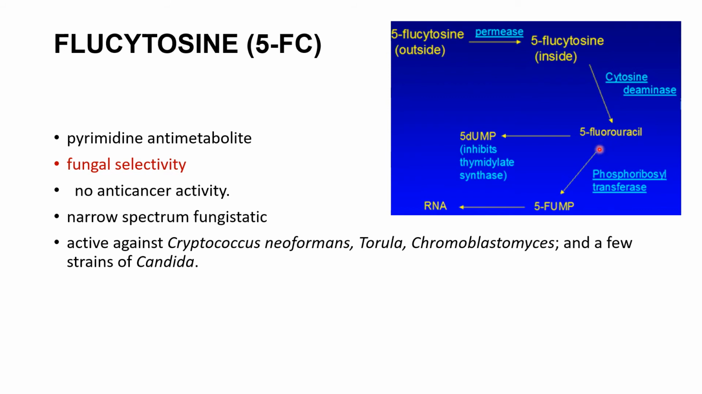This 5-fluorouracil is then converted into uridine monophosphate, which inhibits the thymidylate synthase enzyme, thereby inhibiting DNA synthesis. So it interferes with the DNA synthesis of the fungal cells, and it has a very narrow spectrum of action. It is fungistatic, active only against specific fungi like Cryptococcus, Torula, Chromoblastomyces, and a very few strains of Candida. So it's a narrow spectrum fungistatic agent.